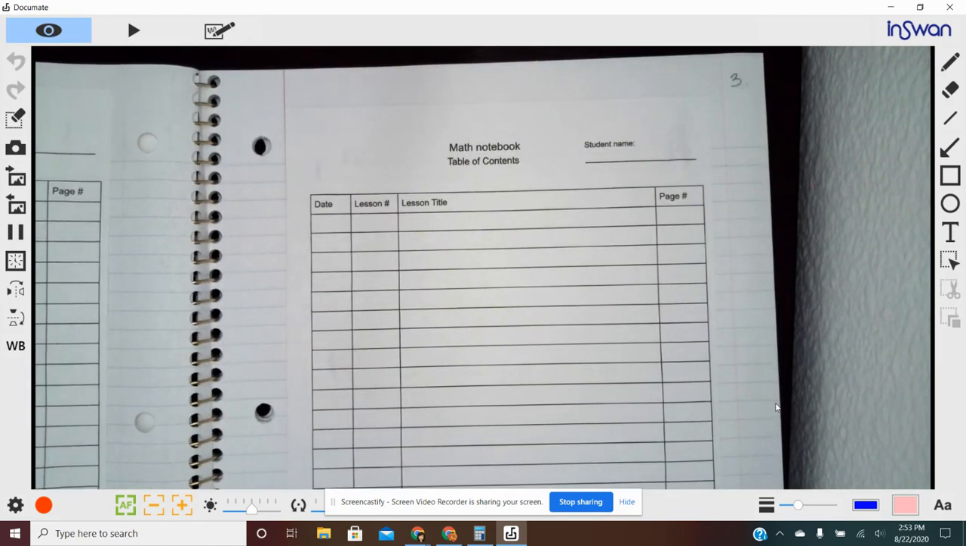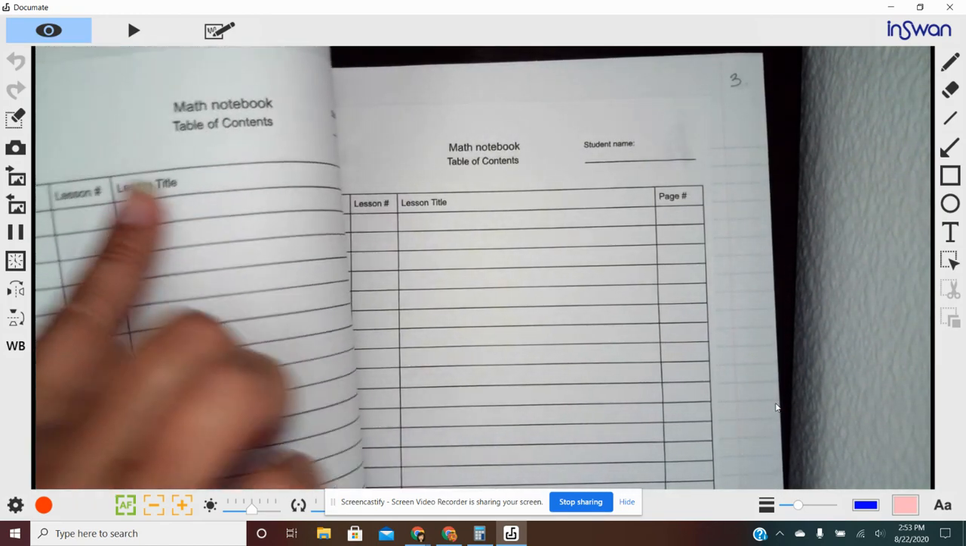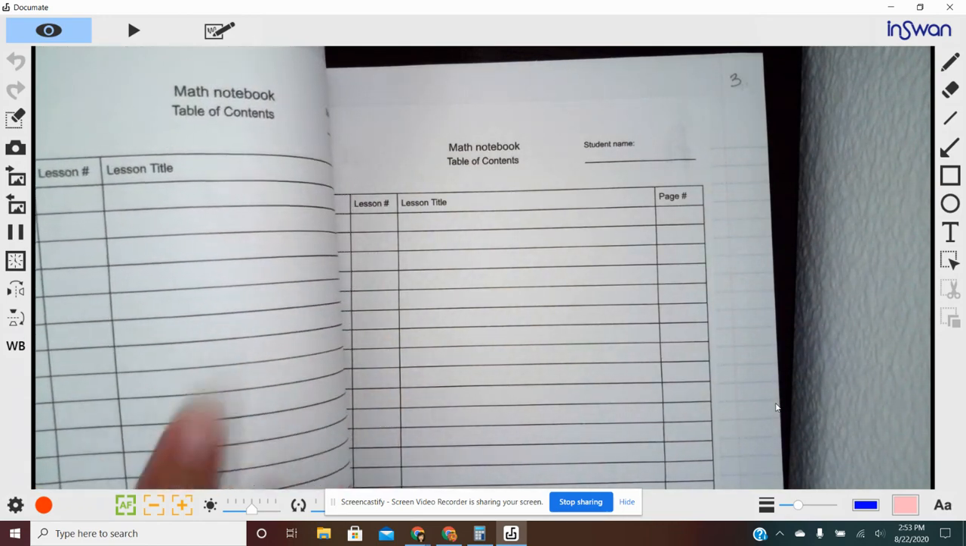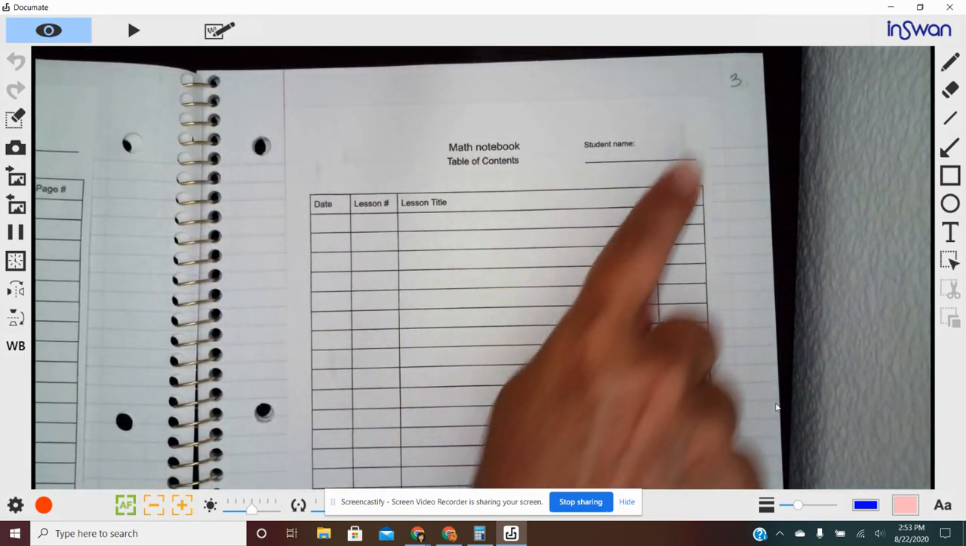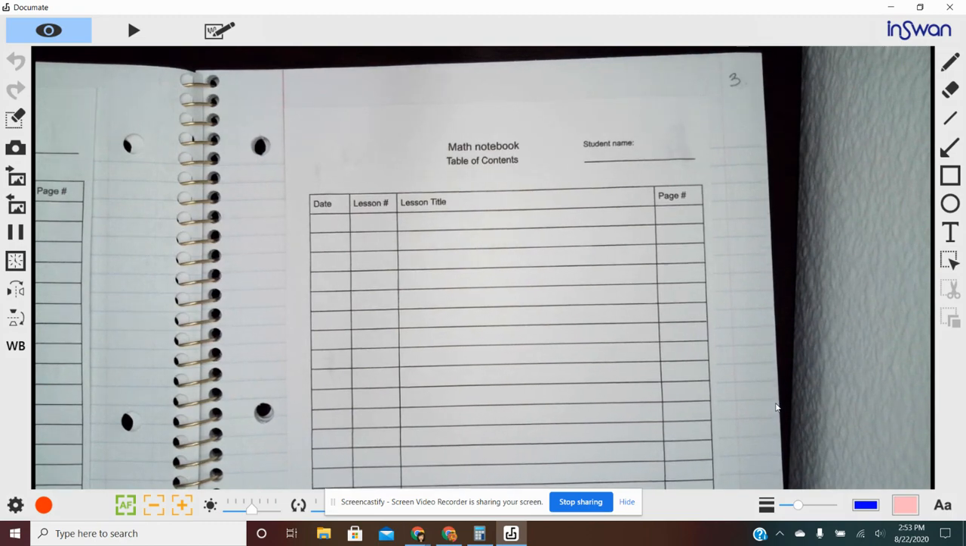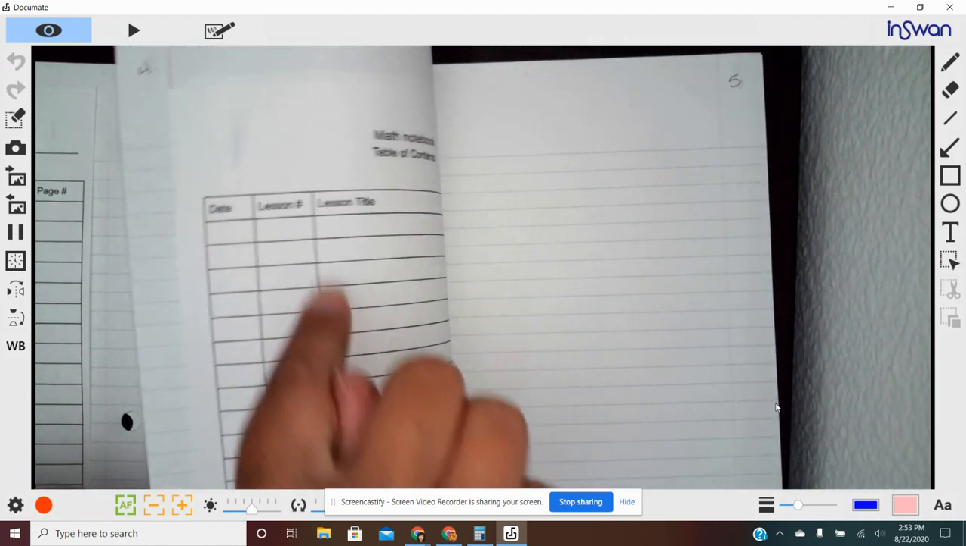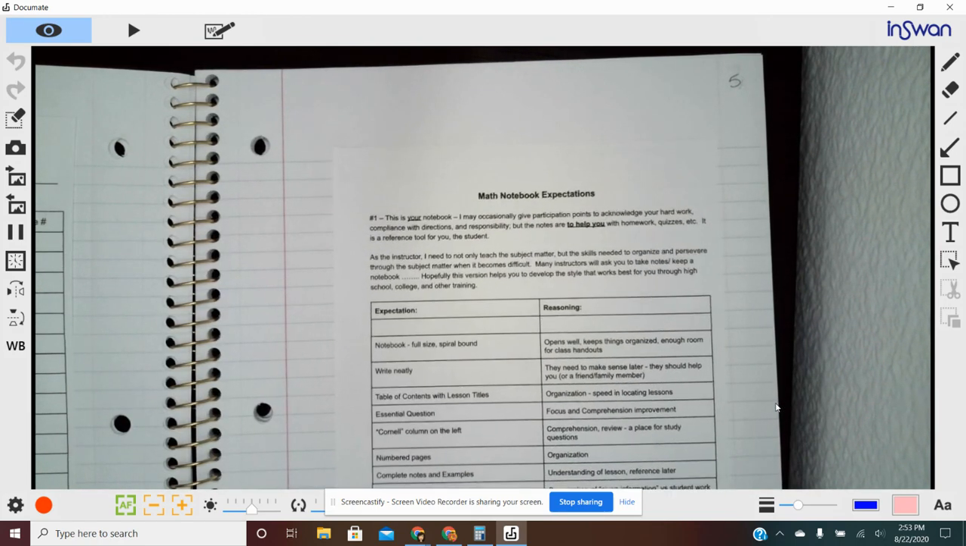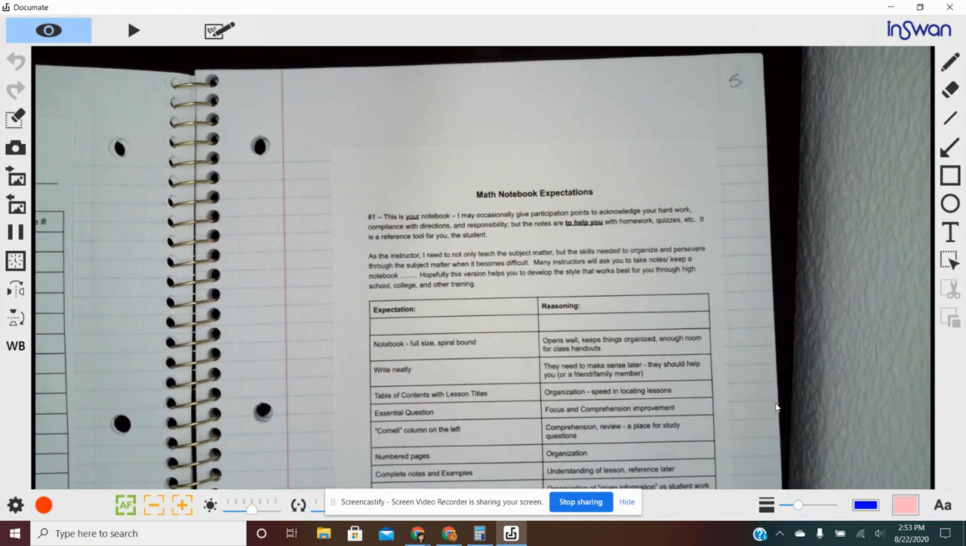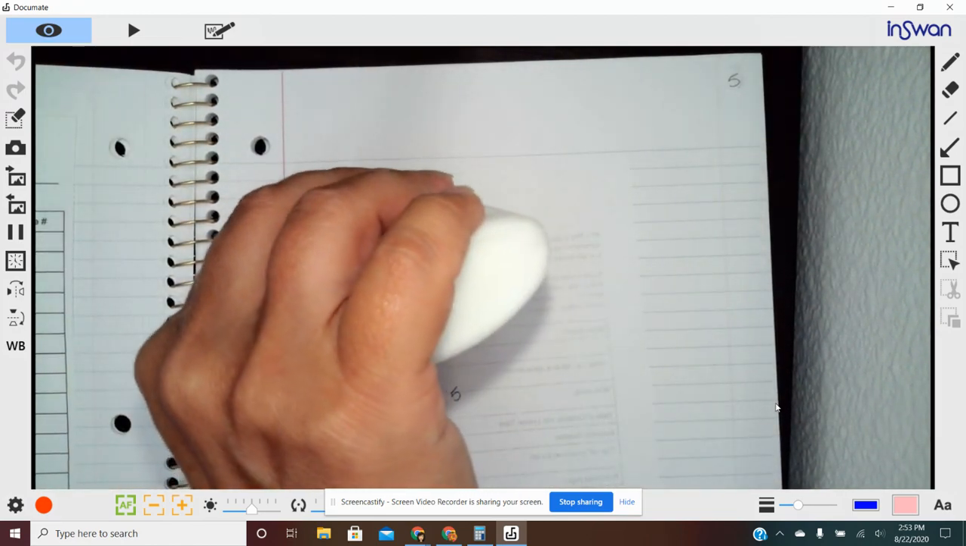So if you notice, when I turn the page, there's a table of contents page on the back. I already pre-glued this one. Then there's one on page 3. Then when I turn the page, notice I use both sides. There's a table of contents page on page 4. When we get to page 5, you'll have a handout piece like this as well, called Math Notebook Expectations. So I'm going to flip that over.